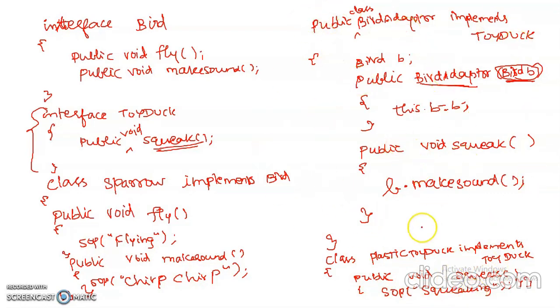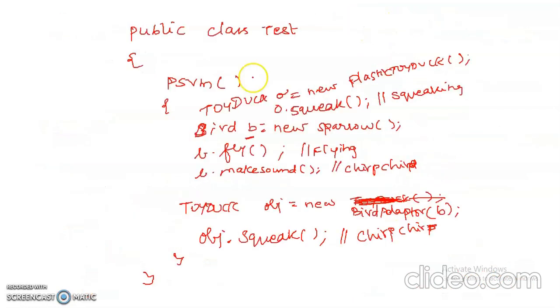Inside the adapter we use the squeak method, but we have called the makeSound. Both are incompatible. We are using this adapter to make it compatible. In the client class, if we create an object for a Sparrow class, it will print flying and chirp chirp. If we create an object for PlasticToyDuck, it will print squeaking, but we are using this adapter here. If we create an object for this adapter class and call the squeak method, it will provide the result chirp chirp, not squeaking.